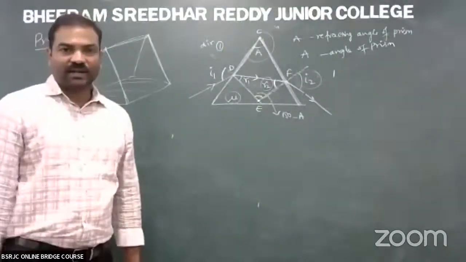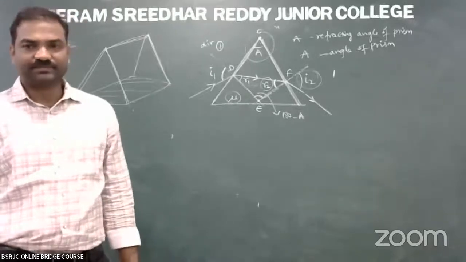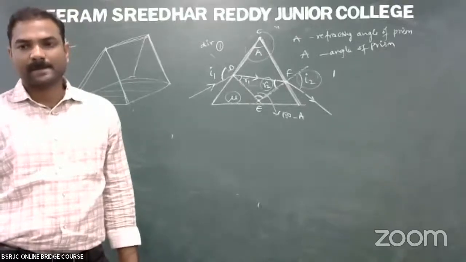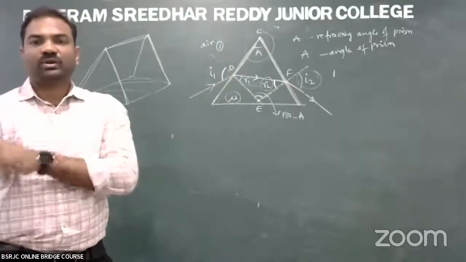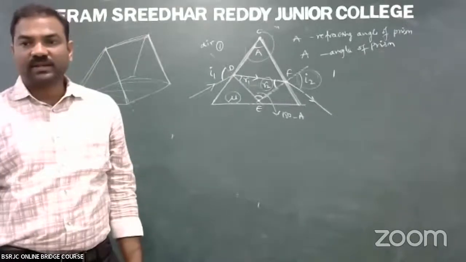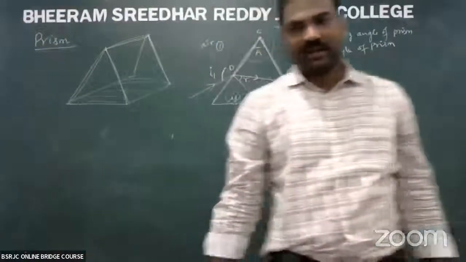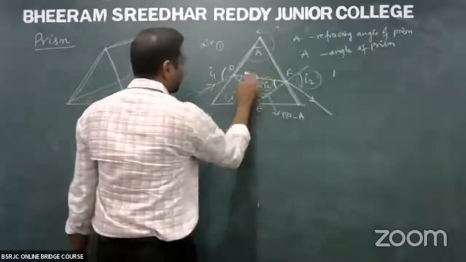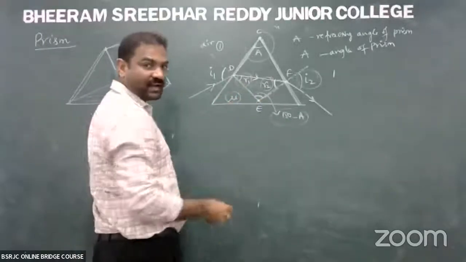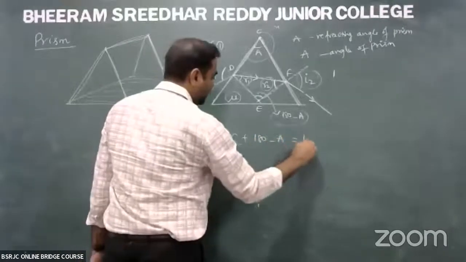Now what is the total angle in a triangle? Total angle in a triangle is 180, correct? Then there is one angle R1, another angle R2, and the third angle is 180 minus A. If I add these three angles, I get R1 plus R2 plus 180 minus A is equal to 180 degrees.